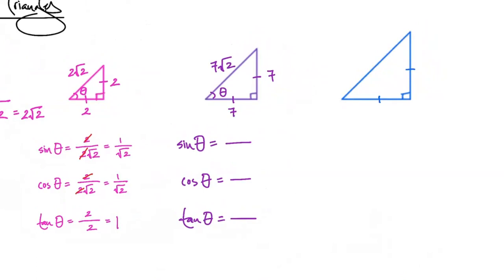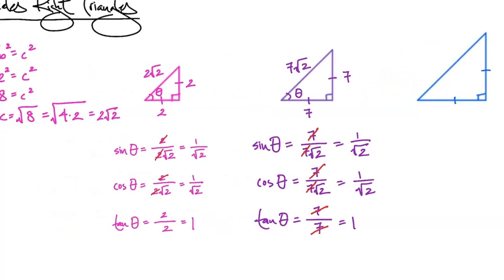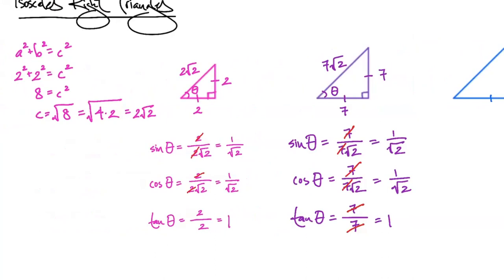But yeah, for sine, we're going to have 7/7√2, which just like with the pink one, we could reduce, and we get 1/√2. Great. Okay. Cosine, we get 7/7√2. Again, that gets down to 1/√2 when we reduce. And for the last one, we end up with 7/7, which gives us 1 because we can reduce those. Perfect.